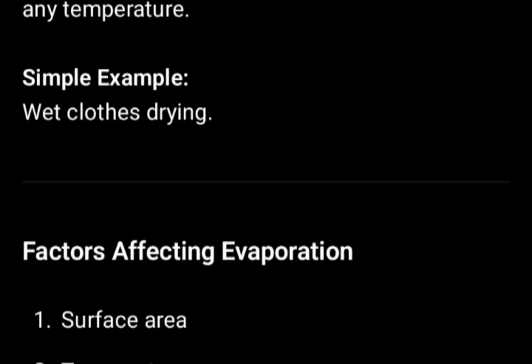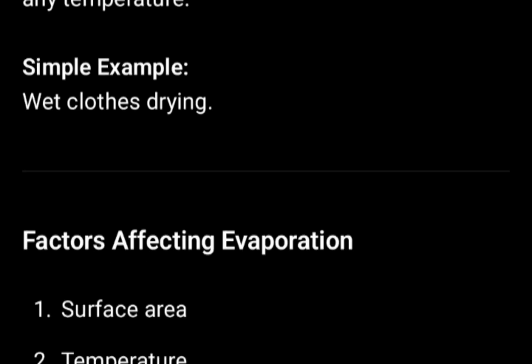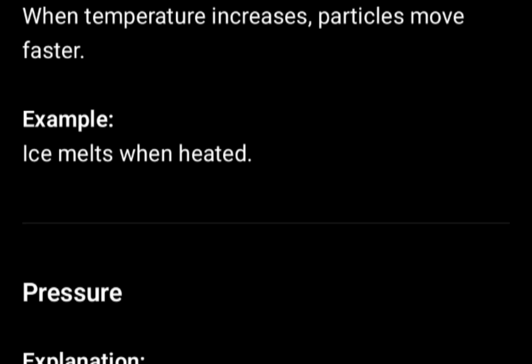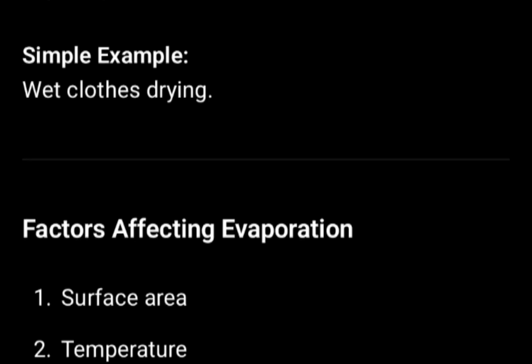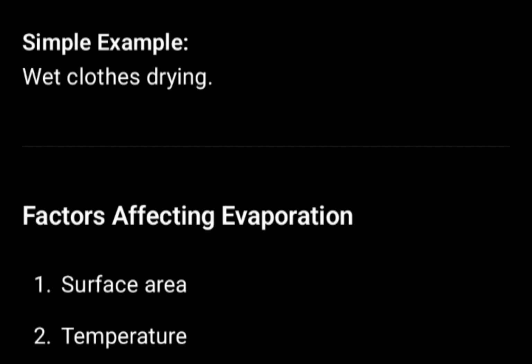Now the 6th point is evaporation. So we have completed factors affecting the change of state, that is temperature and pressure. I think you have understood it very well. Good. Next is evaporation. What is evaporation? Evaporation is the change of liquid into vapor at any temperature. Simple example, wet clothes drying.